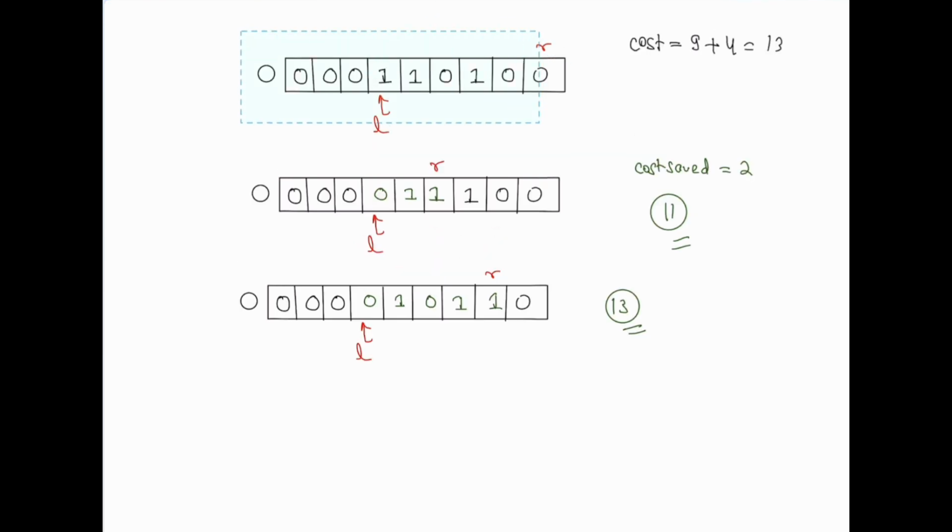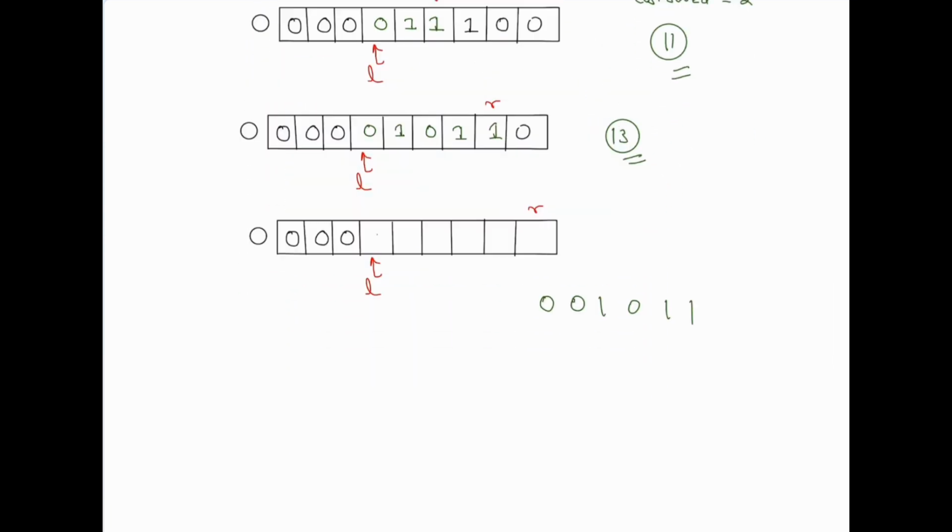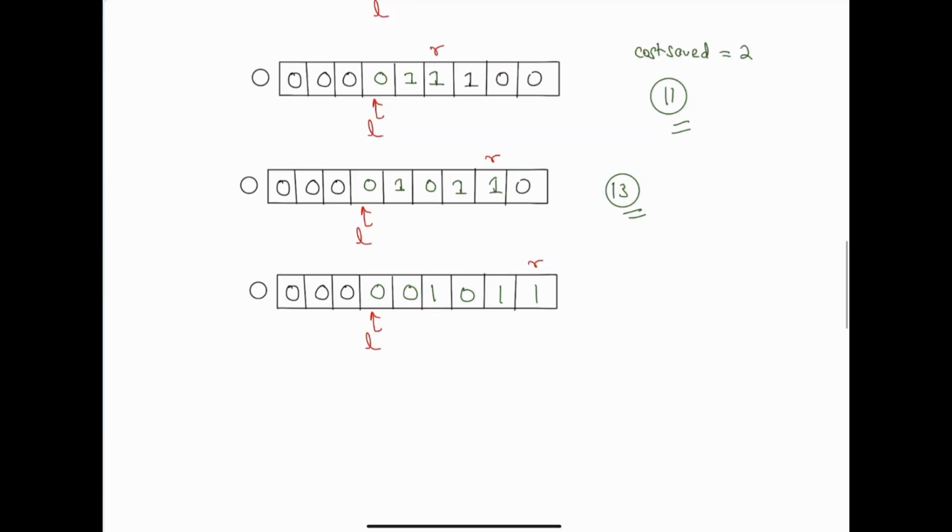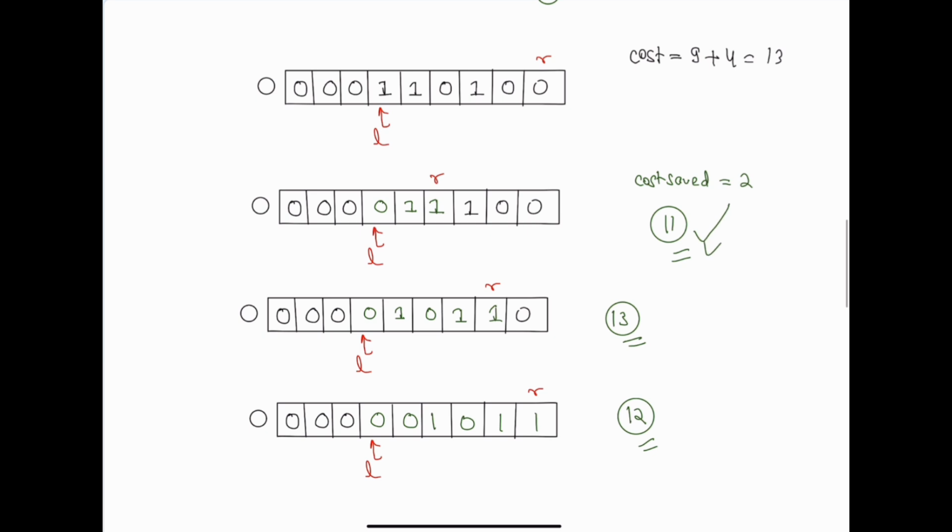Now what if our R is over here? Okay, so let's check out for this one as well. So it's 0 0 1 0 1 1. Now let's calculate the cost. So no cost of shifting up until here. 1 2 3. 9 plus 3, that's 12. So which one is the minimum one? This one.